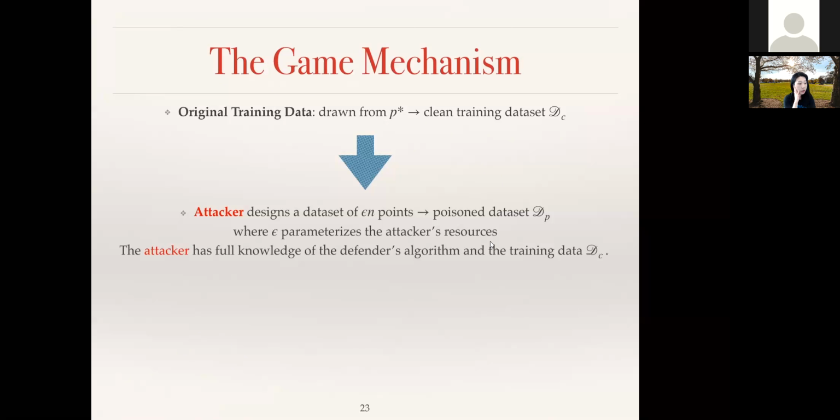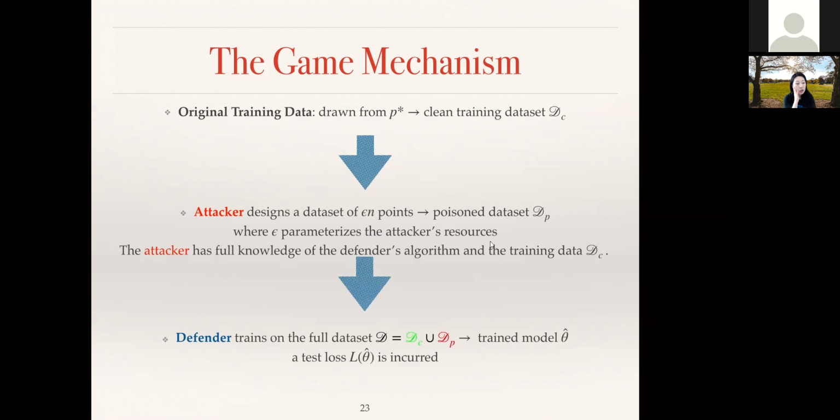So the attacker has full knowledge of the defender's algorithm and the training data, as we said before. Now, what does the defender want to do? The defender is going to train on the full data set. The defender doesn't know DC or DP, but only has the full data set D, which is the union of DC and DP. Based on that, it's going to train a model, theta hat, and a test loss, L of theta hat, is incurred during test time. Okay, so this is the entire process.